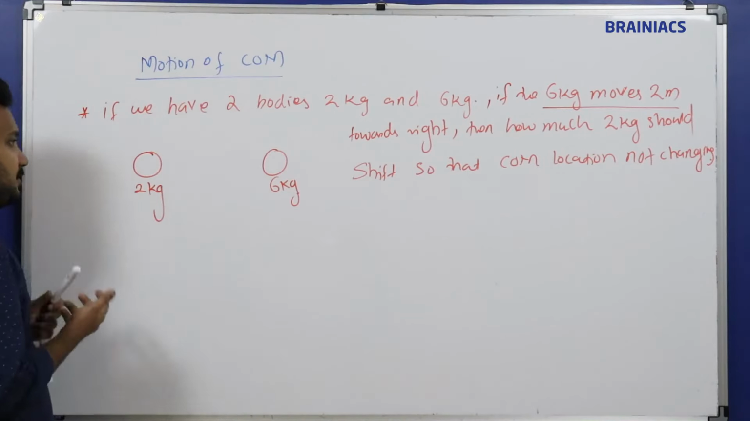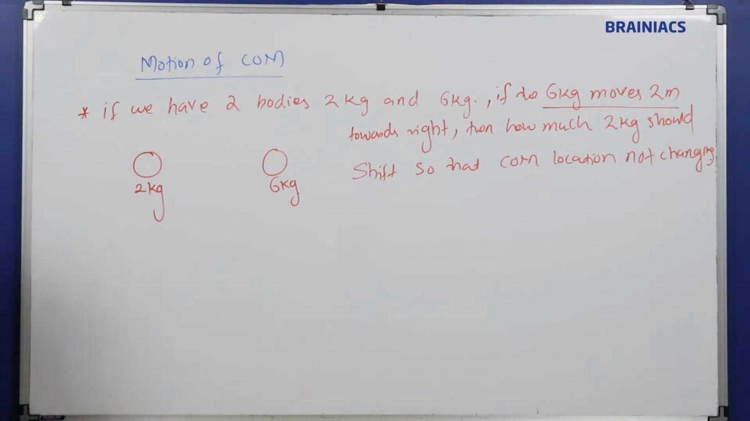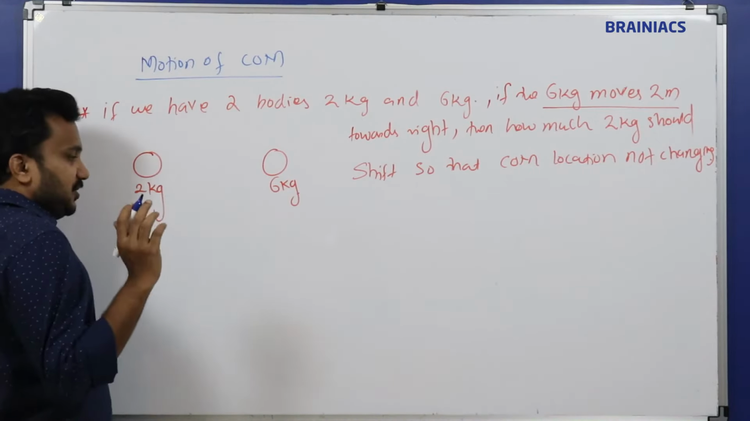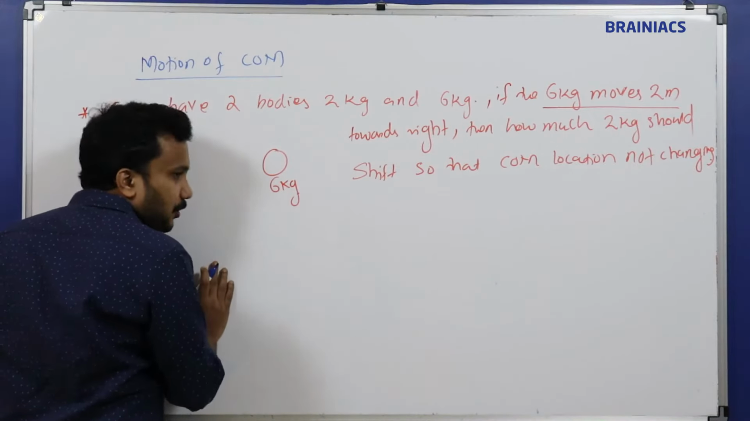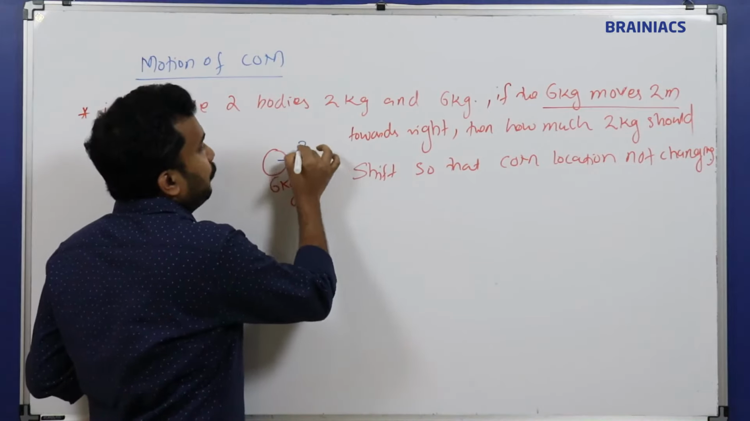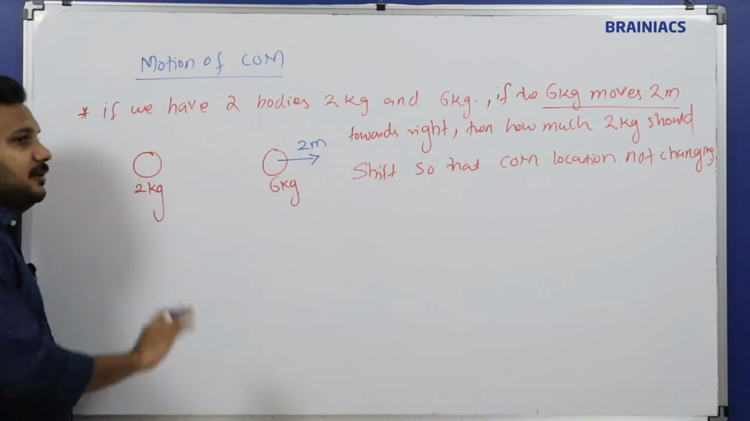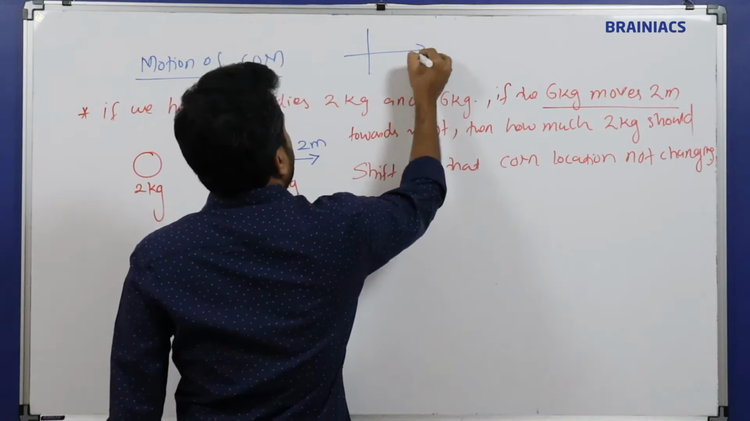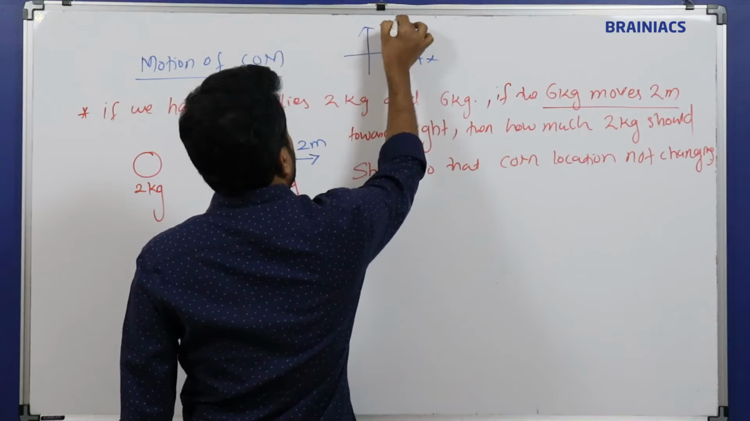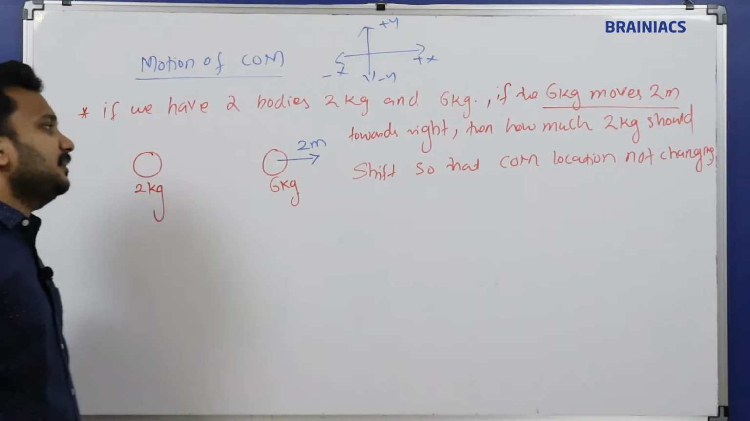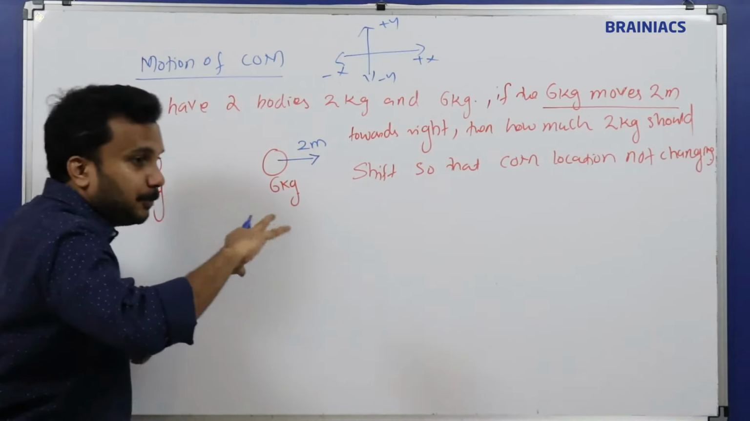So this means the bodies will initially have a center of mass point located somewhere. This was the question. I am assuming the distance between the bodies is r, and it's not given. The body is moving 2 meter towards the right side. Right side means for us it is positive x-axis, right? This is our plus x, this is our plus y, this is our minus y, and this is our minus x. So the body is moving 2 meter in plus x. So here the position is changing.